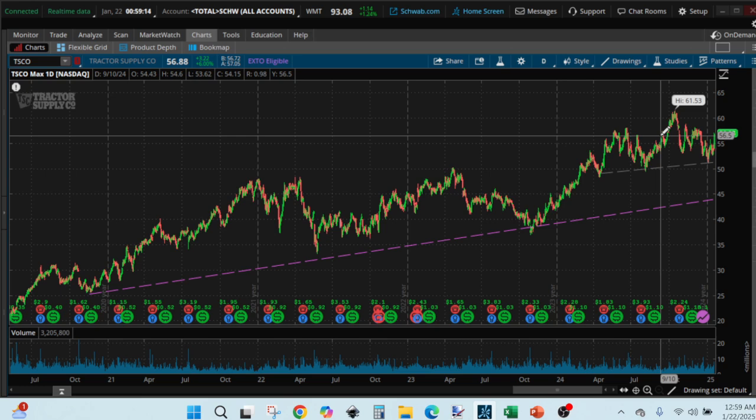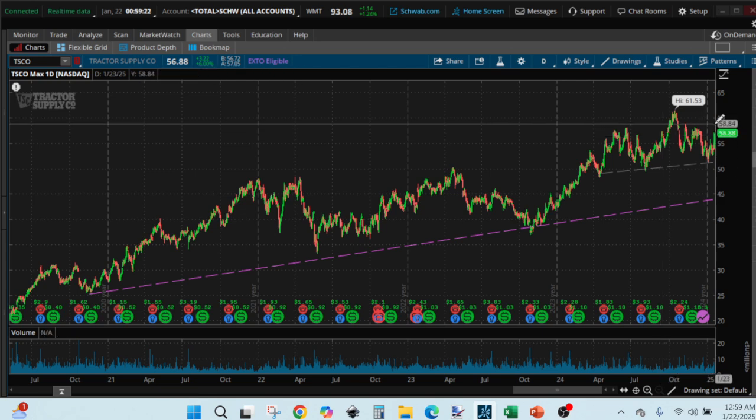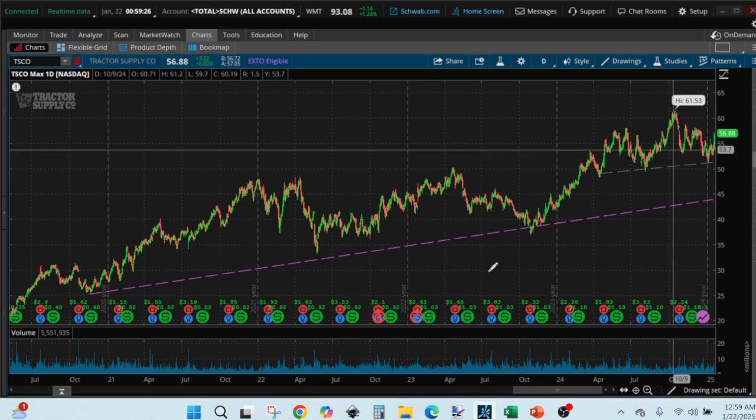Making a wider peak mountain, probably before falling back down. So for now it's still going up, doing its things.